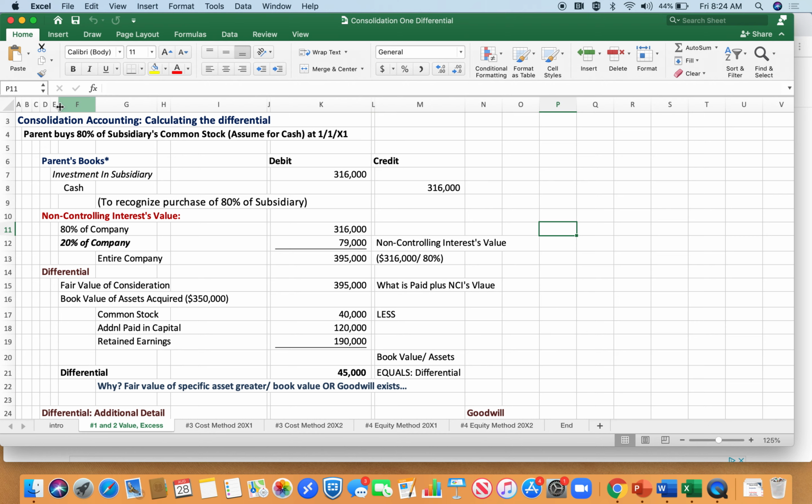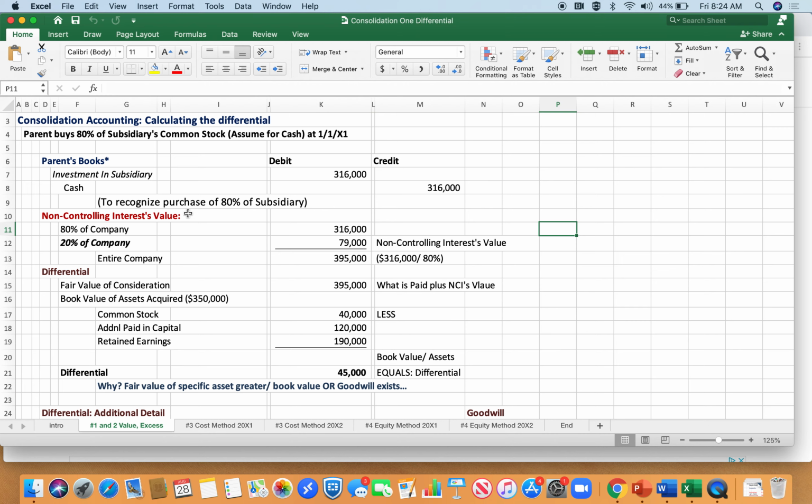So, first step, parent buys 80% of the subsidiary's common stock for cash. So what's the entry on the parent's books in blue? Well, the parent sets up an account called investment in subsidiary, pays $316,000, and credits to reduce cash to recognize the purchase of 80% of the subsidiary.